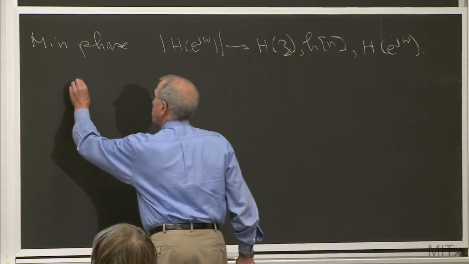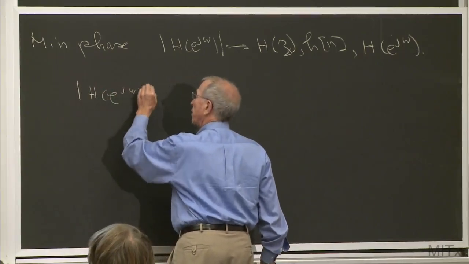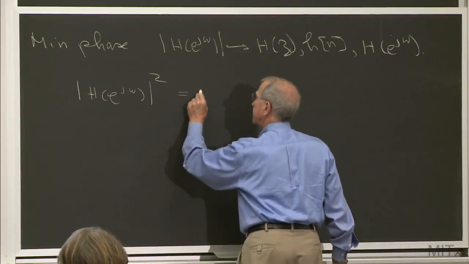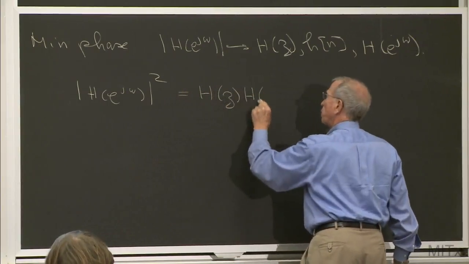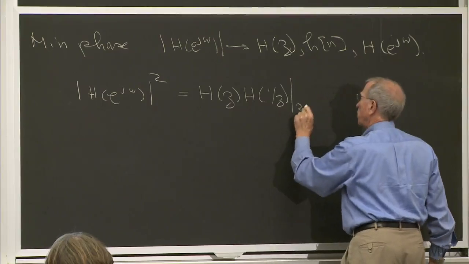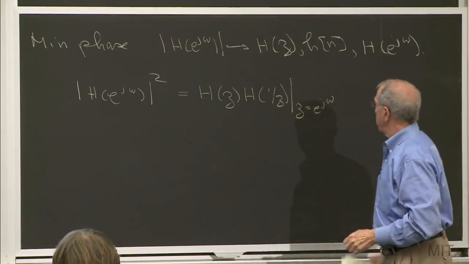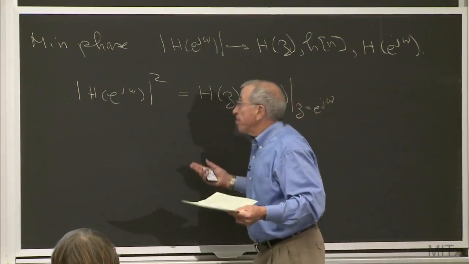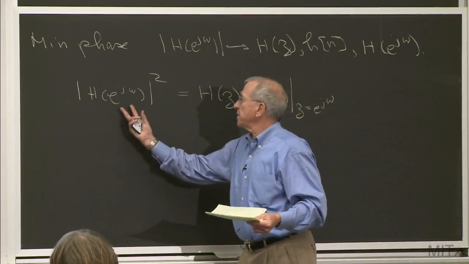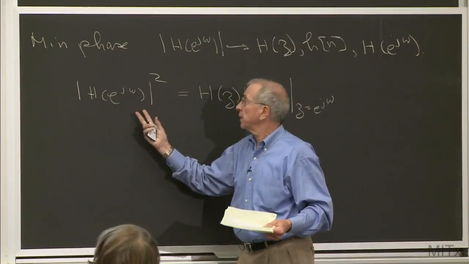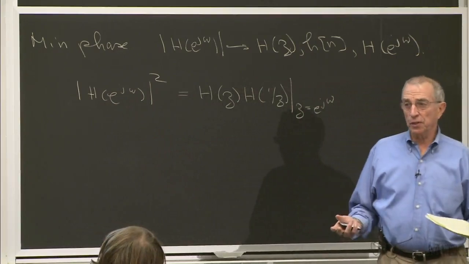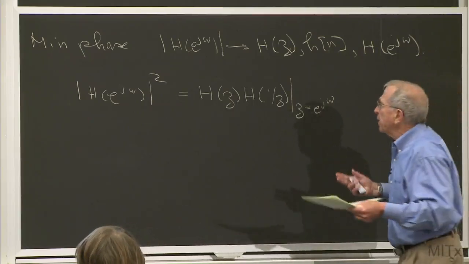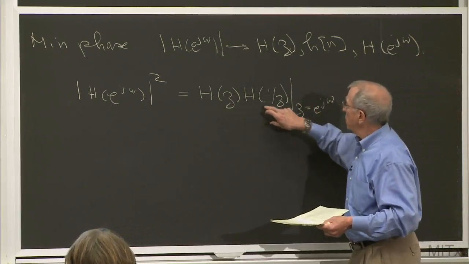But think about it. Suppose that I gave you |H(e^{jω})|². Well, what that is is H(z) times H(1/z), with z evaluated at e^{jω}. You can think of it as analytic continuation: if this was a rational expression, where I see an e^{jω}, I just replace it by a z. What I'm doing is analytically continuing into the complex plane from the unit circle. So I can intuit what H(z) times H(1/z) is.